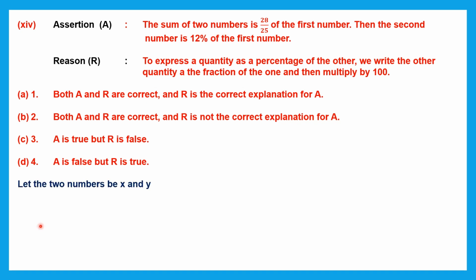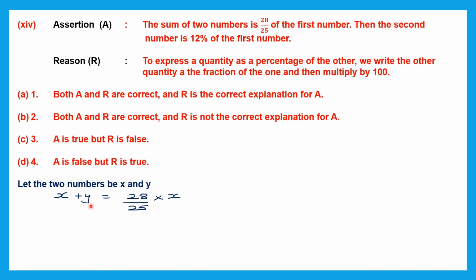So let's consider the two numbers to be x and y. The first number is x, the second number is y. The sum x plus y is given to us in the question. It's 28 by 25 of the first number. Of means into, and the first number is x. So x plus y is equal to 28 by 25 into x.